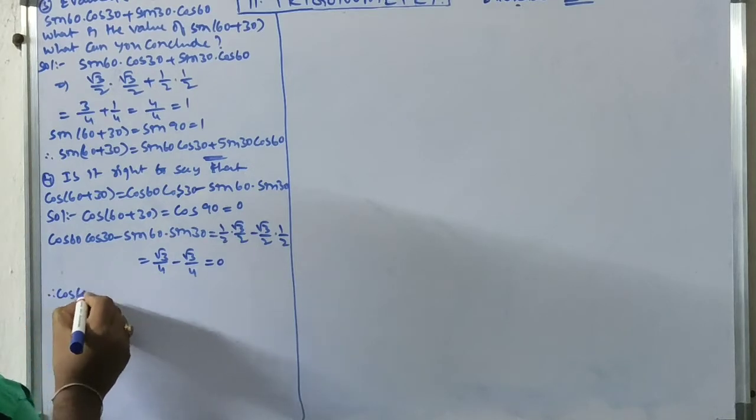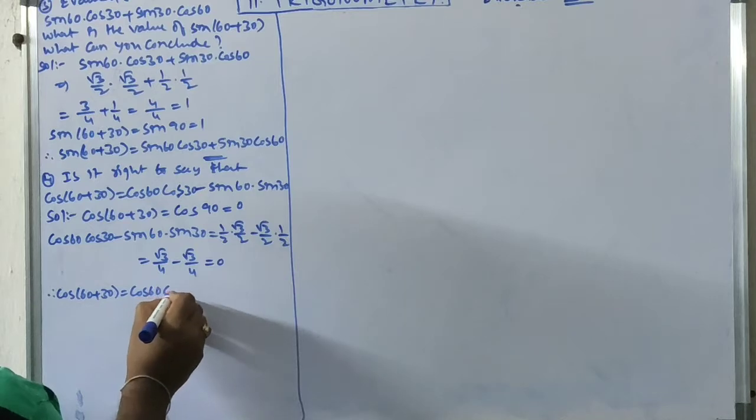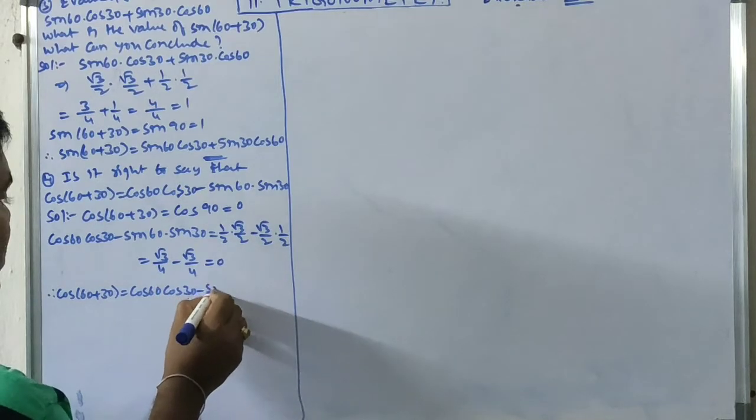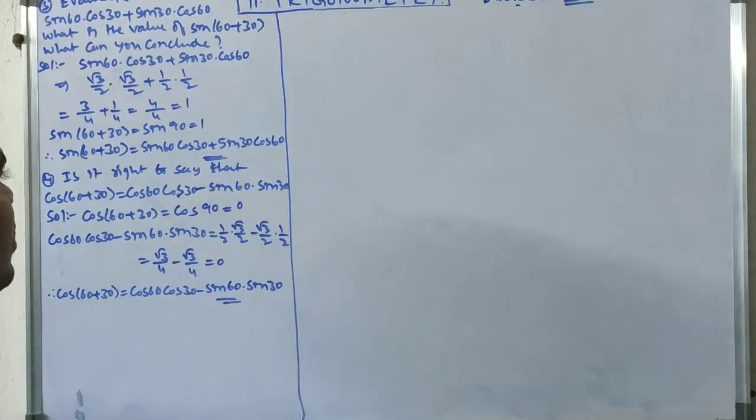Therefore cos of 60 plus 30 equals cos 60 cos 30 minus sin 60 sin 30. So these two expressions are equal. This is our conclusion. Okay, next, the fifth question.